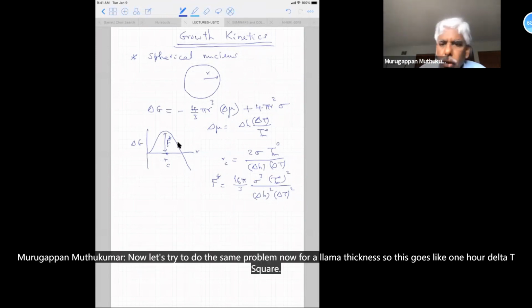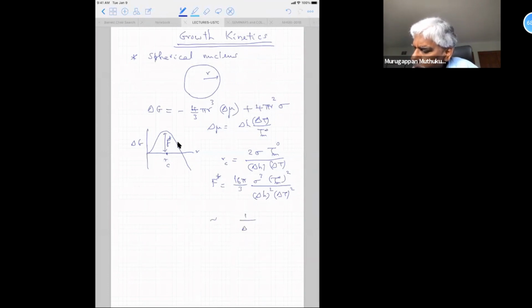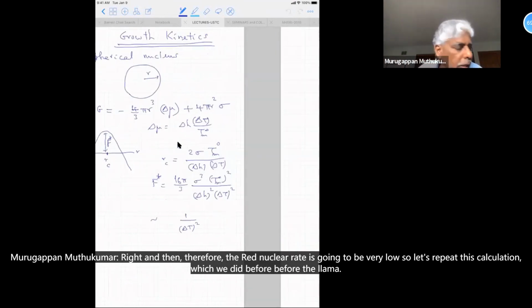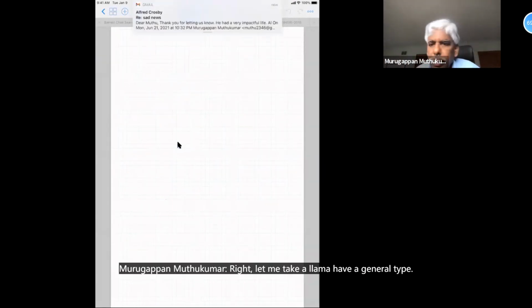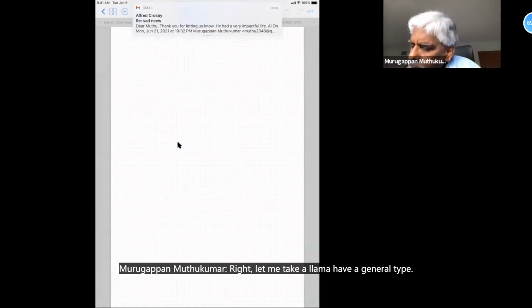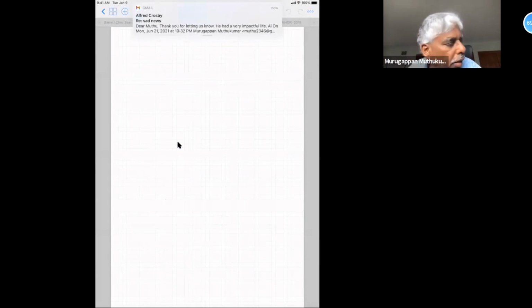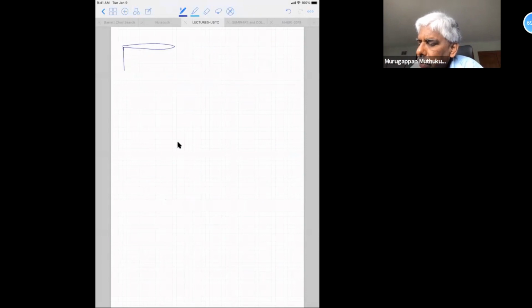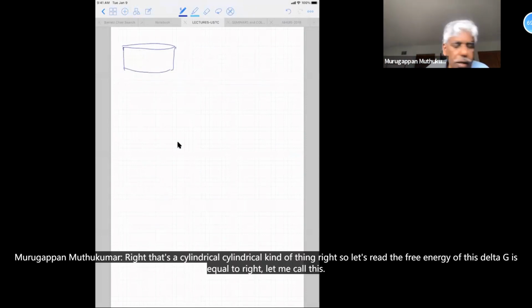Now let's try to do the same problem for a lamellar thickness. So this goes like 1 over delta T square, and then therefore the nucleation rate is going to be very low, etc. Let's repeat this calculation which we did before for the lamella. Let me take a lamella of a general type. Remember we are talking about a lamella of this type, that's a cylindrical kind of thing.